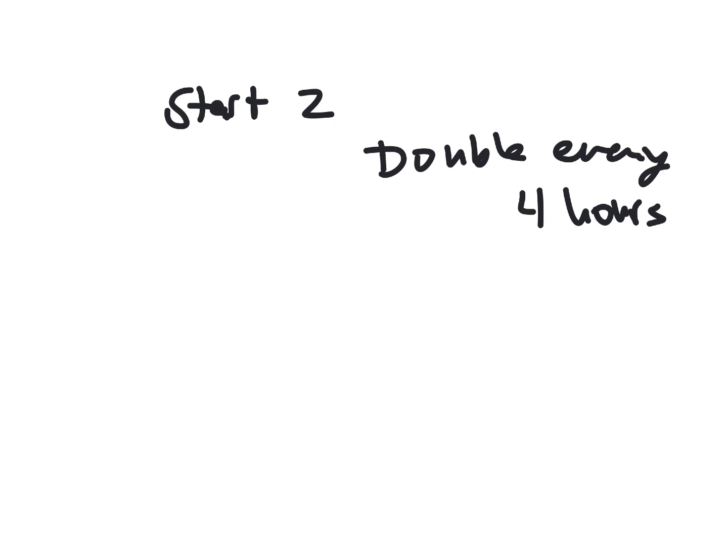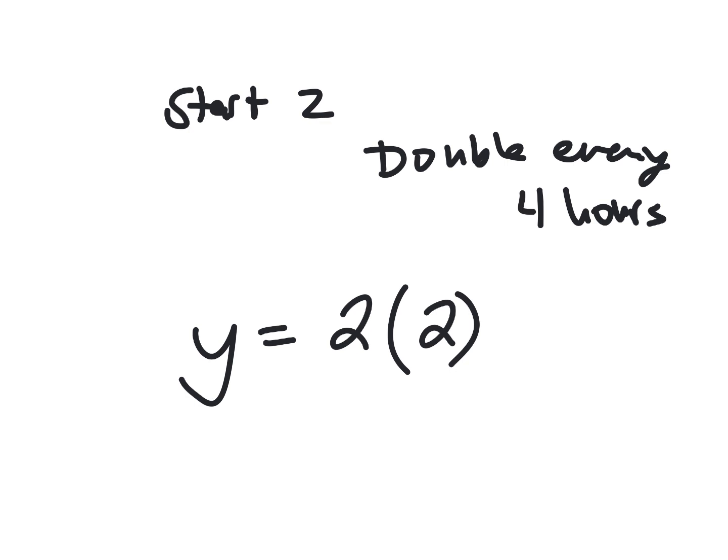Don't use the e to the kt thing. Don't use that. I will do that later, but just to make a simpler one. Okay. Did you have y equals 2 times doubling means another 2 every 4 hours? No, that is wrong. What am I missing?